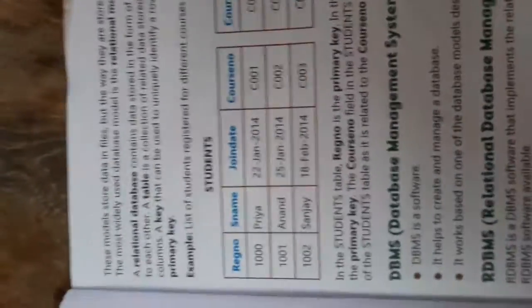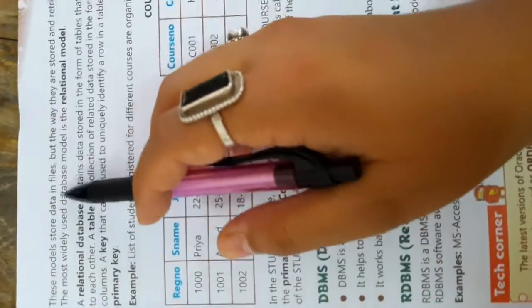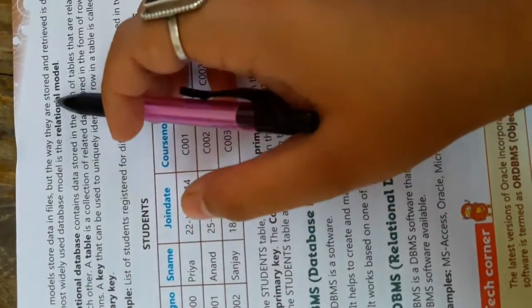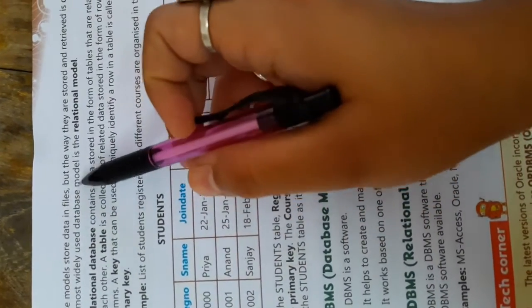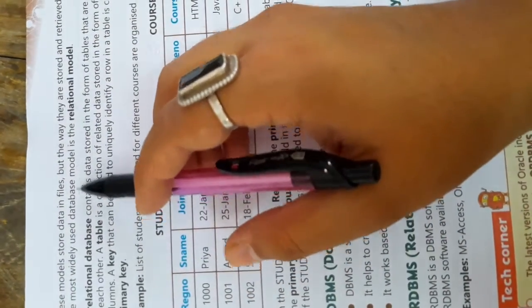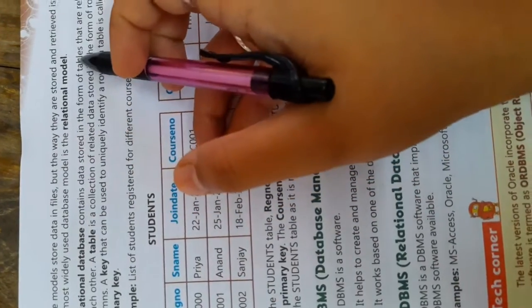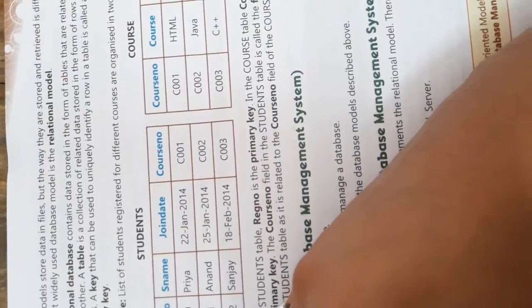Next, coming to page number 7. These models store data in files, but the way they are stored and retrieved is different. The most widely used database model is the relational model. Most commonly used is the second one, that is the relational model.